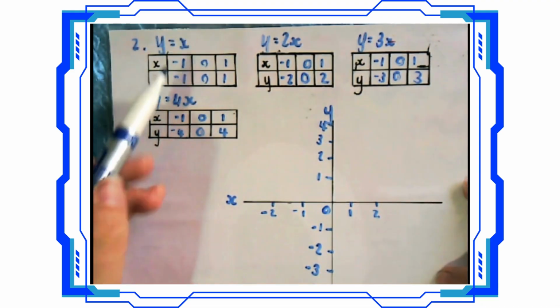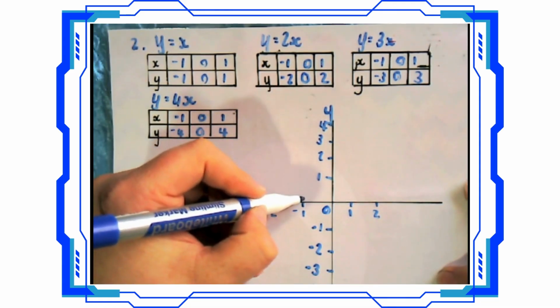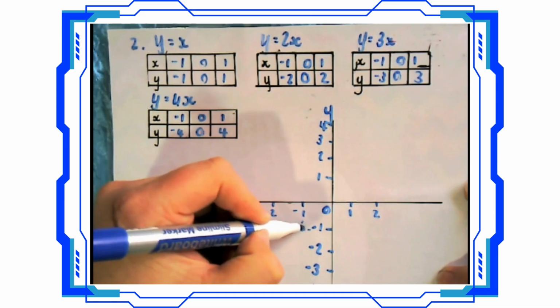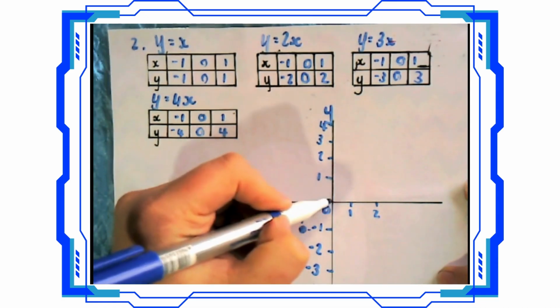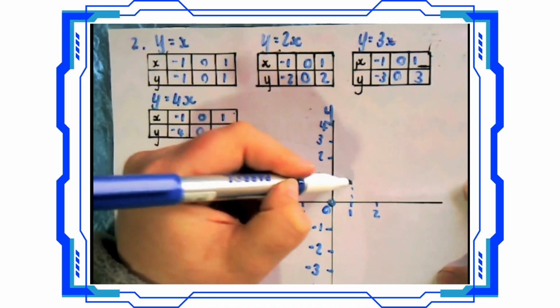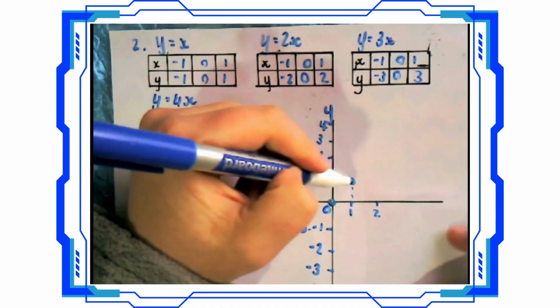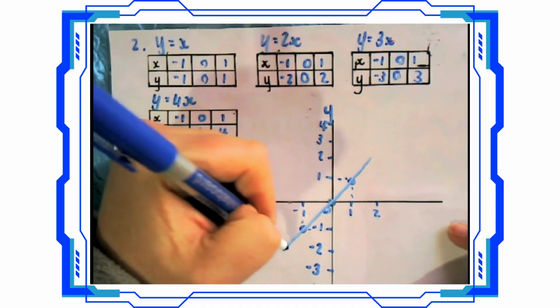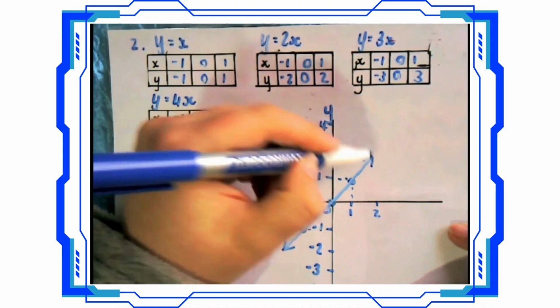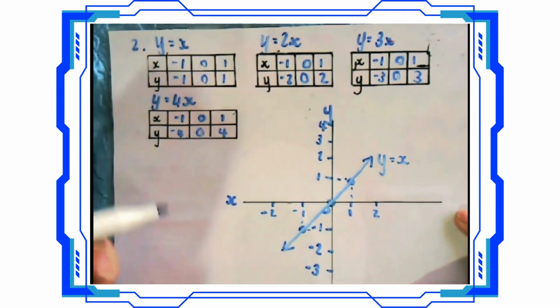Now I'm looking at my first one, y equals x. So it's -1, -1. So x -1 and y -1. Where the two meet, I make a dot. Okay, origin is 0, 0. Then I have 1, 1. Where these two meet, I make a dot. Now I have my 3 dots. Then I take my ruler. I don't have a ruler right now, so I'm just going to draw the line. And next to my line, I write the equation.